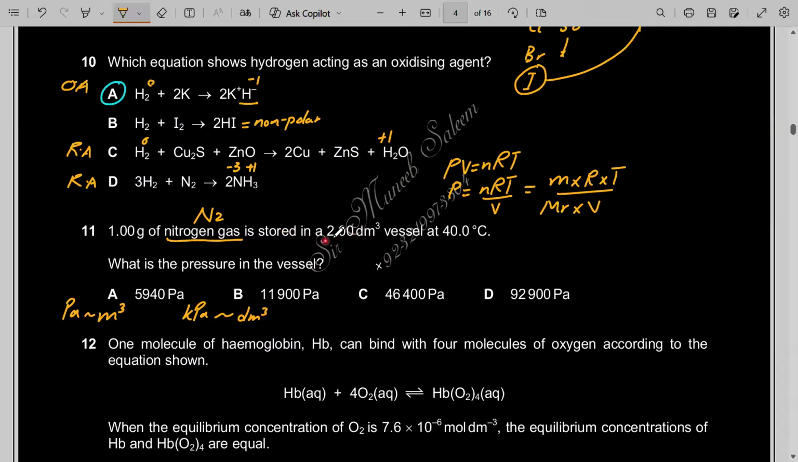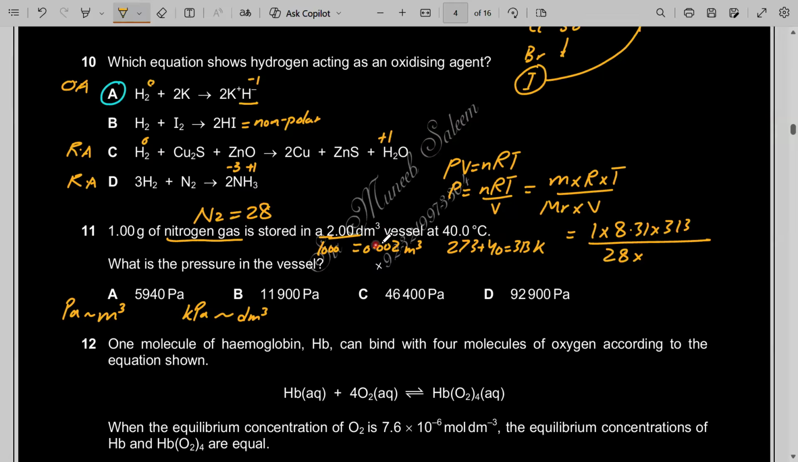So I will convert this decimeter cube into meter cube. So divide by 1000, you get 0.002 meter cube. And this temperature is converted into Kelvin. So 273 plus 40 is equal to 313 Kelvin. Now put the values here. Mass is 1 gram. R is the general gas constant, 8.31. Temperature is 313 Kelvin. Mr of nitrogen is 28, so 28 over here.